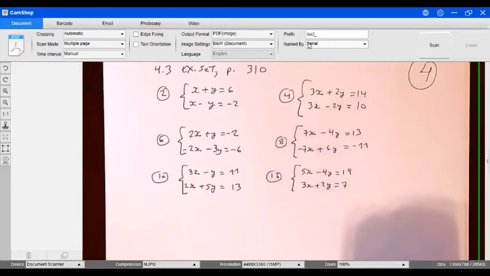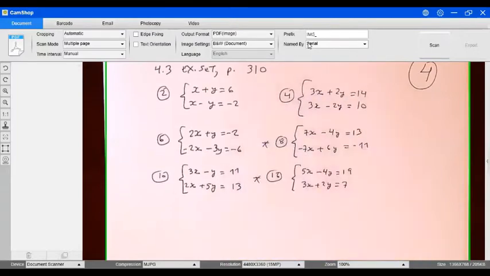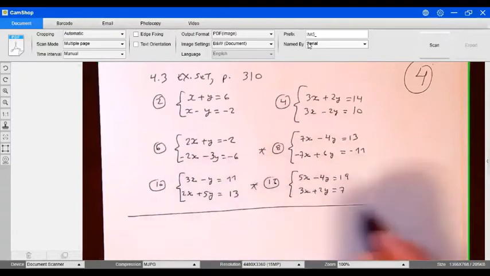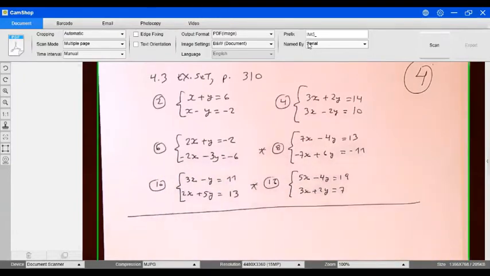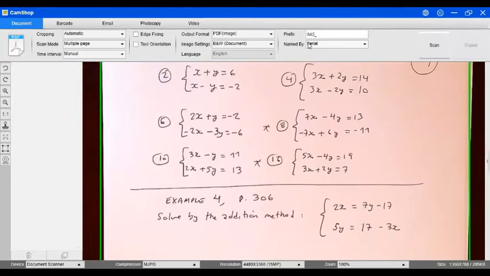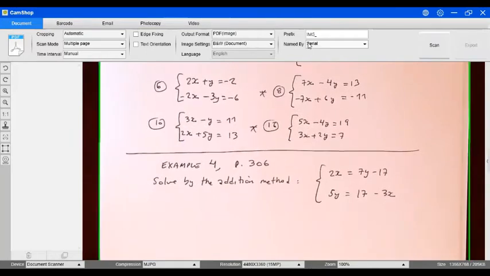So at least work on problems 16 and 8. These two problems are important. If you solve them, then we can continue with the next part of the chapter. So we have one more problem to be solved by using the addition method. This is example 4 on page 306.